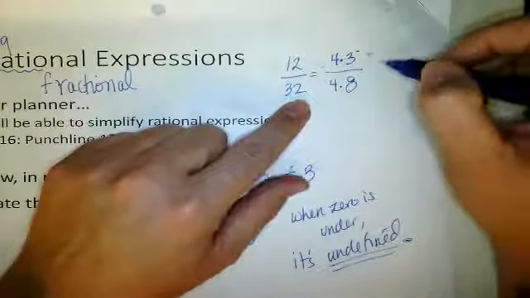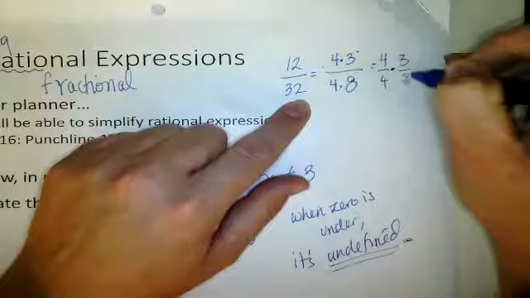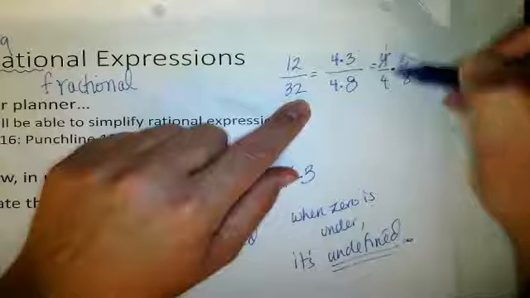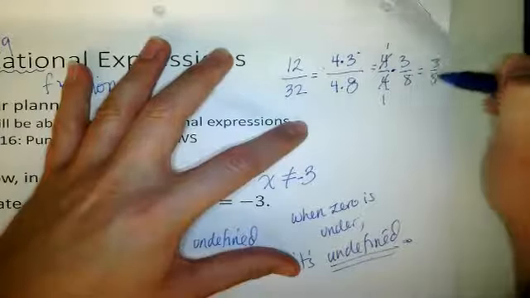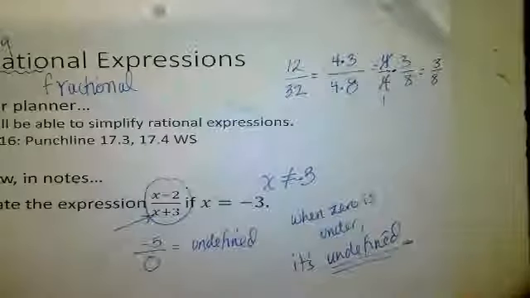Because what I have here is a fraction. 4 over 4 times 3 over 8. And what does 4 over 4, 4 divided by 4, reduce to? 1. So these reduce to 1s, and I get this lovely fraction 3 over 8. Now that's a really long and involved drawn-out explanation of reducing fractions. We're doing the exact same thing.